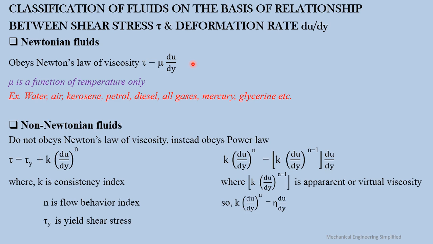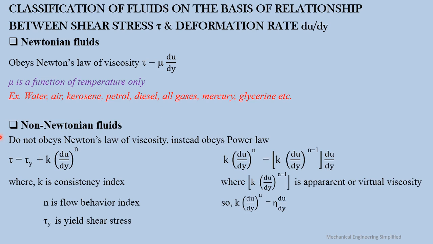Then we have the classification of fluids on the basis of the relationship between shear stress tau and deformation rate du by dy. The broad classification is into two categories. One is Newtonian fluids and the other is non-Newtonian fluids. What is a Newtonian fluid? It obeys Newton's law of viscosity, that is tau is equal to mu into du by dy. Mu is a function of temperature only. This mu is the dynamic viscosity. What are the examples? Water, air, kerosene, petrol, diesel, all gases, mercury, glycerine, etc., and many more.